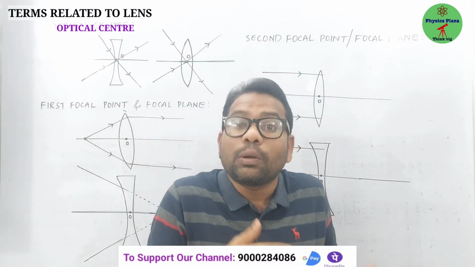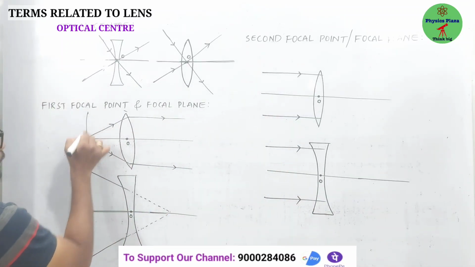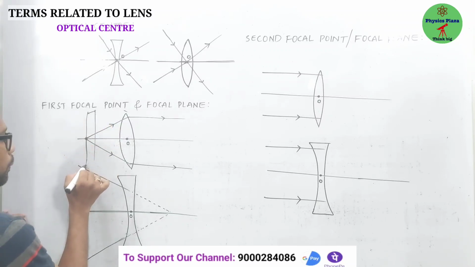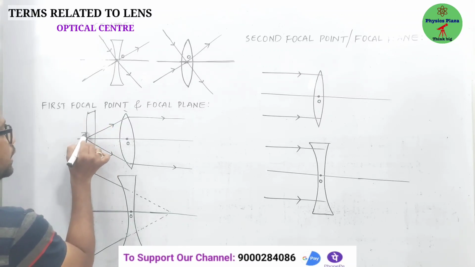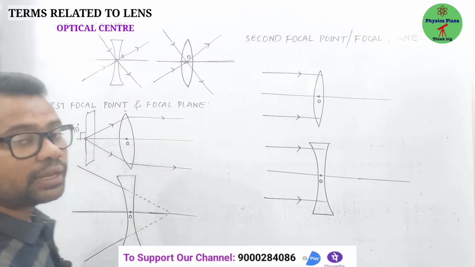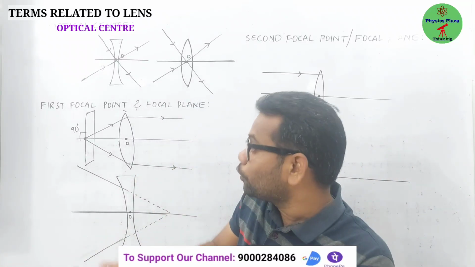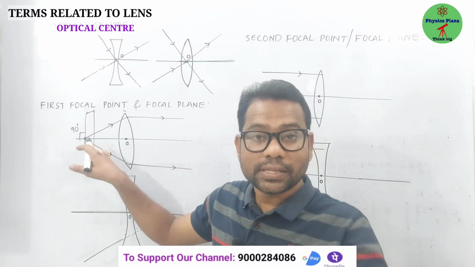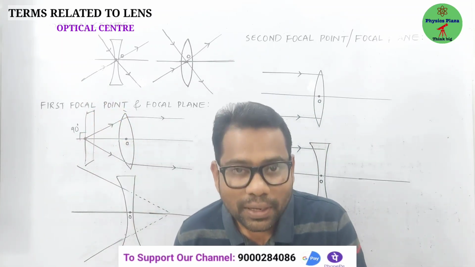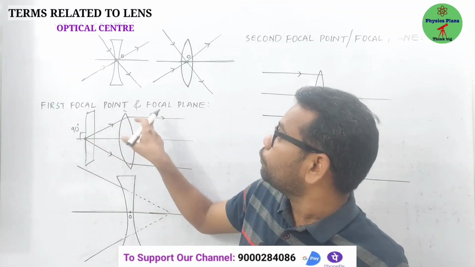Then what is the first focal plane, children? Very simple. The plane which is passing through the first focal point and which is perpendicular to the principal axis is called the focal plane. I repeat once again, what is the focal plane? The plane which is passing through the focal point such that it is perpendicular to the principal axis is called the focal plane. And as it is the first focal point, it is called the first focal plane.